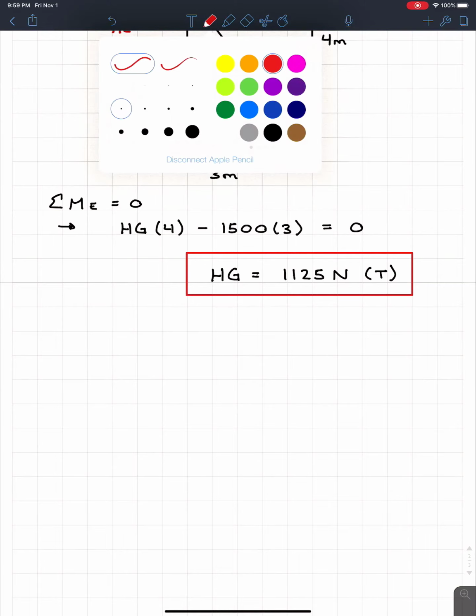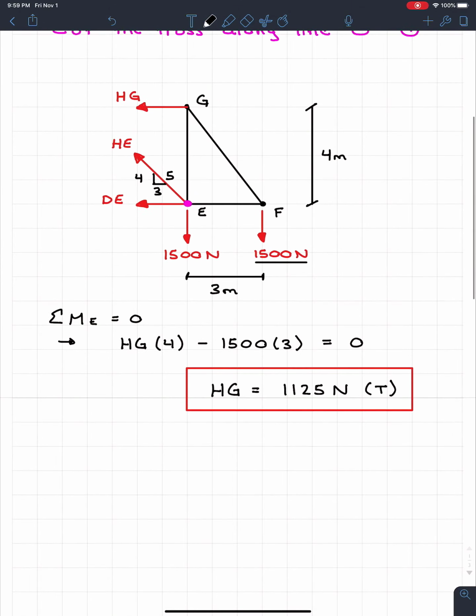So I look back up at the diagram now. Well, I see that if I go sum of the forces in the x direction, I'll have two unknowns. One of them will be HE, the other one will be DE. So that's probably not a good place to start. So I'm going to go sum of the forces in y, because I see that the only thing that I'll have a component in y is HE. So I can solve for that directly.